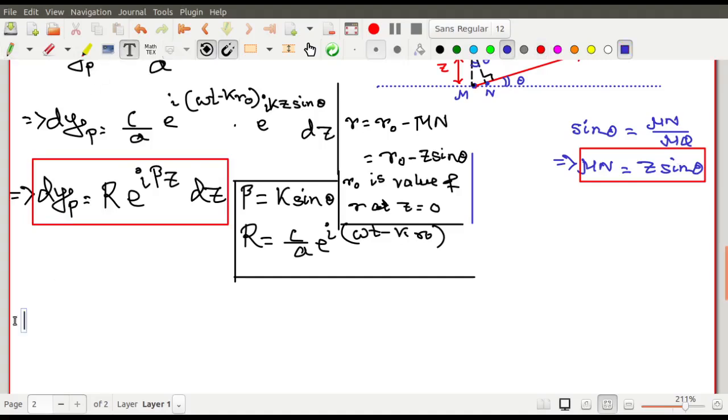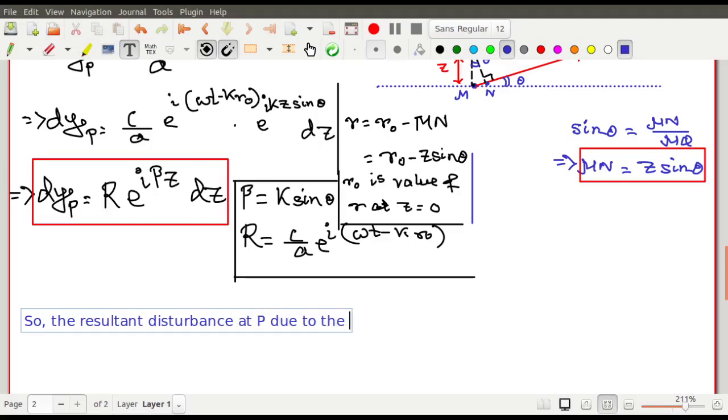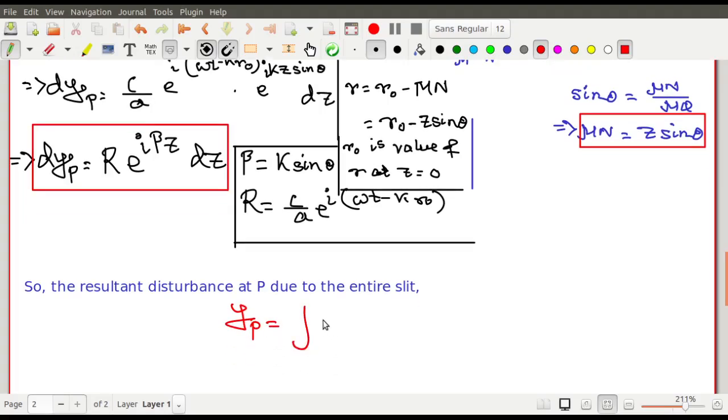So right, the resultant disturbance at P due to the entire slit, so the resultant disturbance at P due to the entire slit will be how much? তাহলে P তে net disturbance কত হবে? That is yp. Yp will be what? That should be an integration of dyp, and the range of integral is from minus a by 2 to plus a by 2.